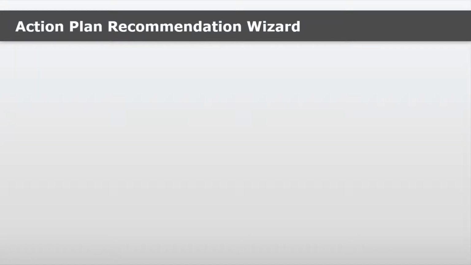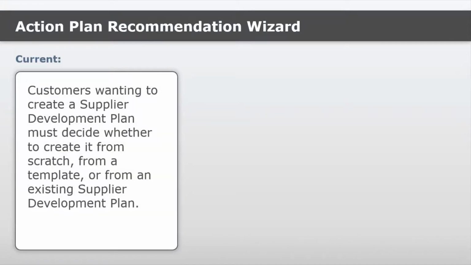Another enhancement to supplier development plans is the option to enable a new action recommendation wizard. Today, buyer users creating supplier development plans must decide if they want to create a plan completely from scratch, from a predefined template, or from an existing plan. In some cases, the buyer user may not know how to design a new plan from scratch or using a predefined template, or an existing plan may not be set up for the type of plan that they need to create. Furthermore, if they're creating a plan from an object, such as a scorecard, assessment, or a contract, the process can become even more cumbersome.